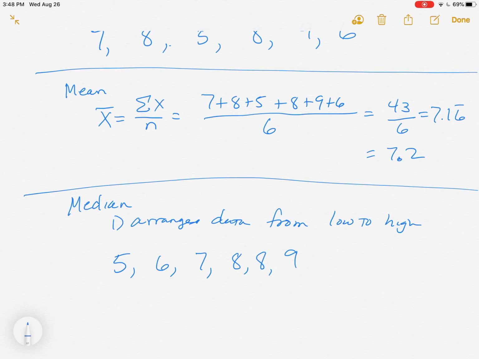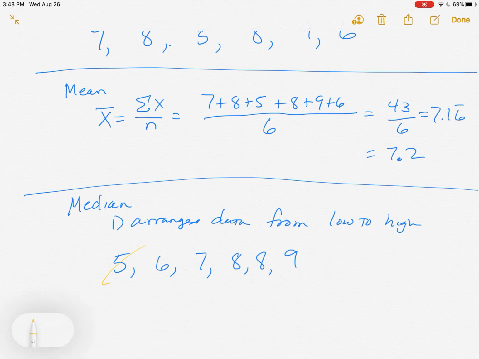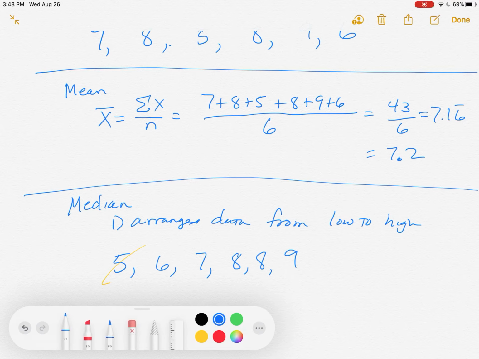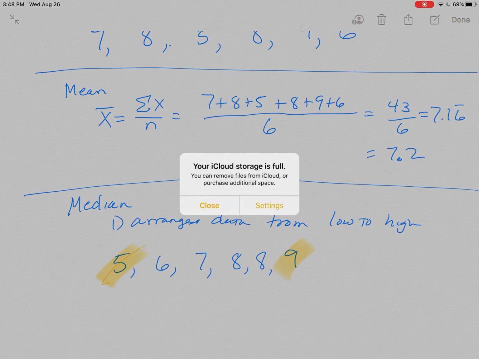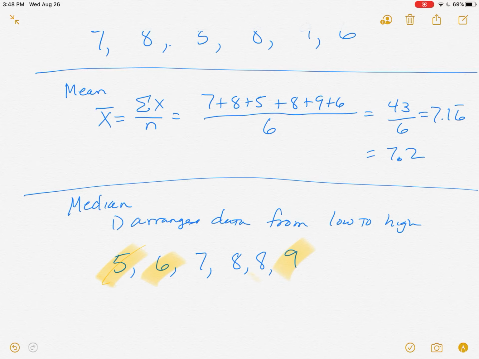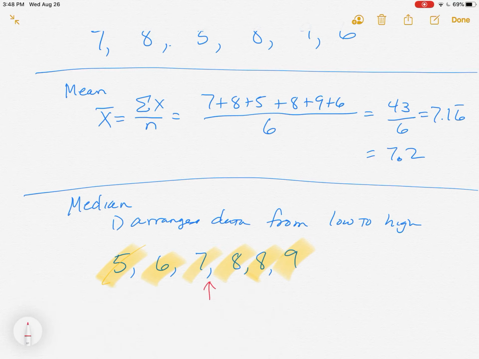So as I come in here, I'm going to use a highlighter. Oops, that's not a highlighter. Let me move to the highlighter. 5 and 9 cancel out. 6 and 8 cancel out. And 7 and 8 cancel out. I've canceled out everything. There's nothing left in the middle. So whenever that happens, I need to name the value right in the middle. And the value that lies right in the middle is 7.5.